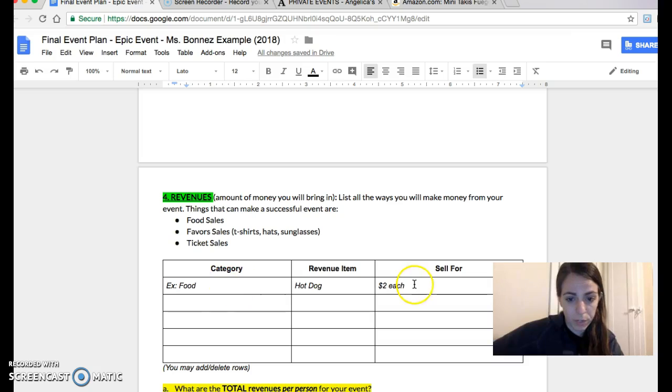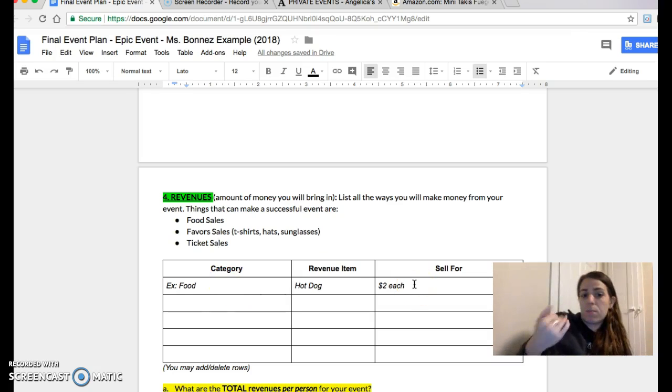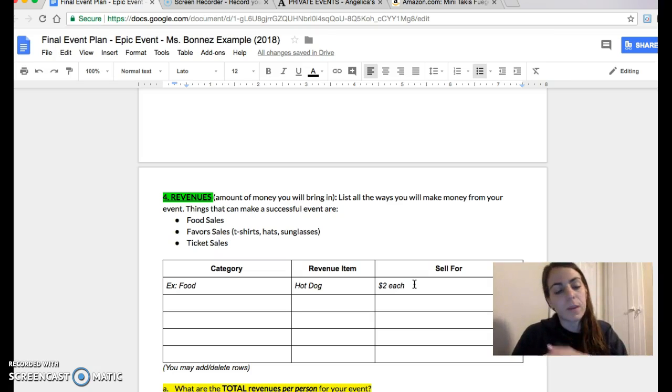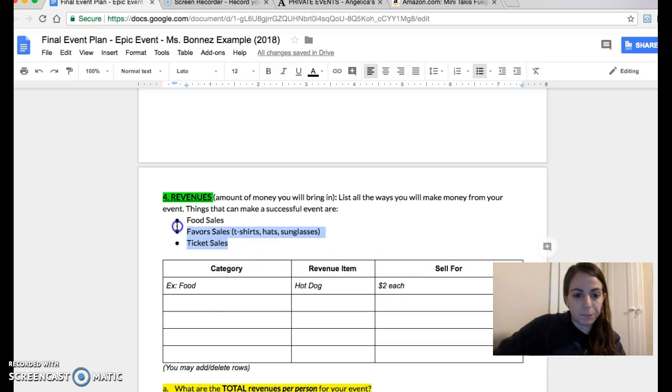So revenues, that's going to be the way that you make the money from your guests. So it's how much money you're going to bring in. Remember, profit is how much money you make after you make up for all the costs that you spent money on. So basically, profit equals revenues minus cost. But we're not talking about profit right now. We're just talking about revenue. So how you will make money off this event. So there's a couple examples right here.